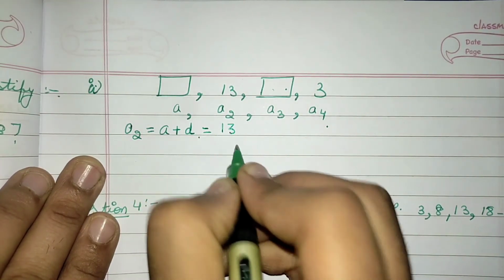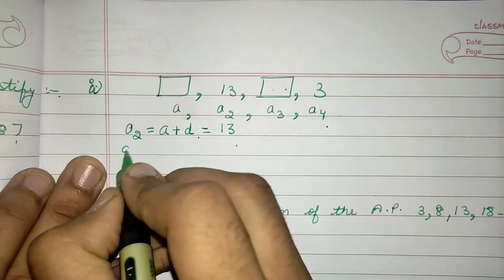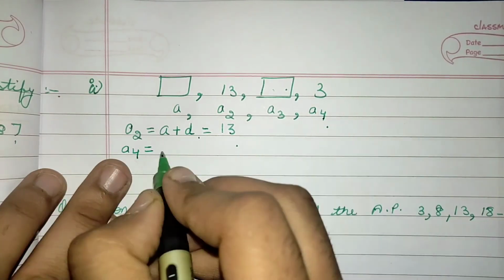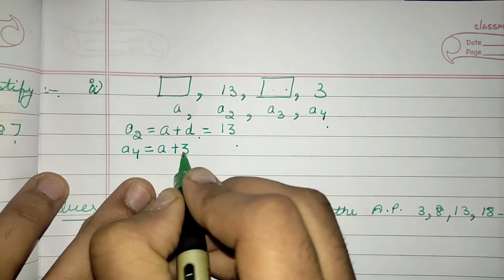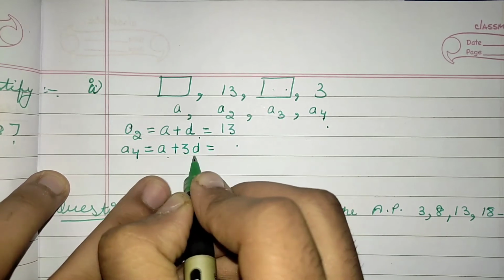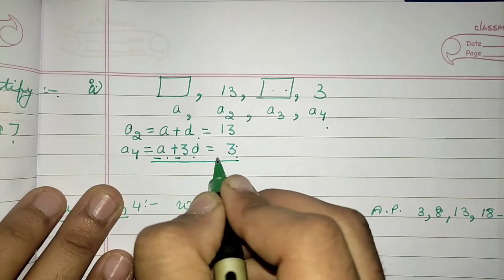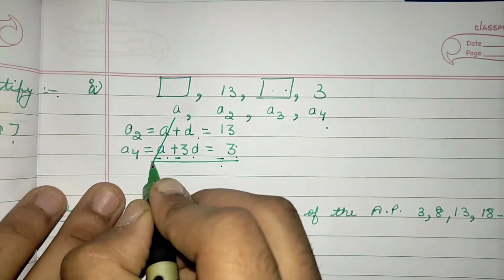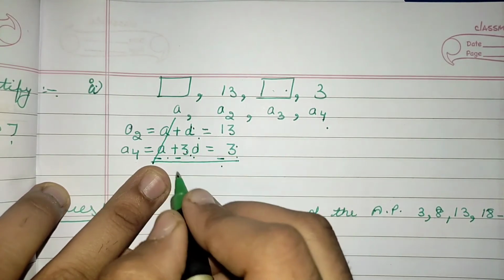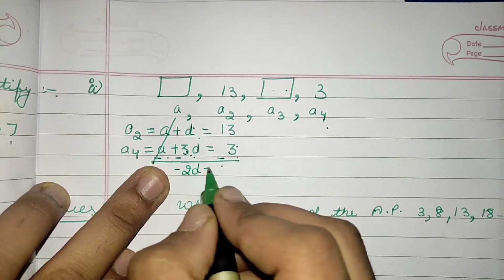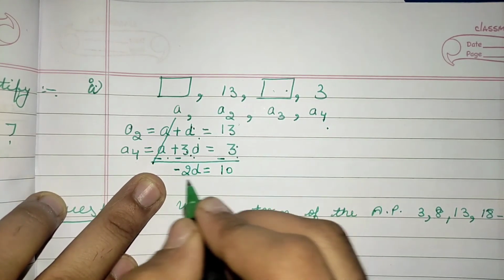A plus d is what? It is my 13. Next, which is given to you is a4. How can I write down a4? a4 is my a plus 3d, which is equal to 3. So now after doing subtraction, a and a will get cancelled out. It will become minus 2d is equal to 10.